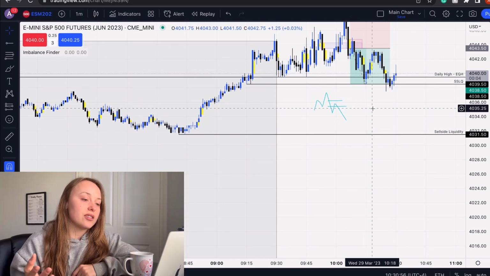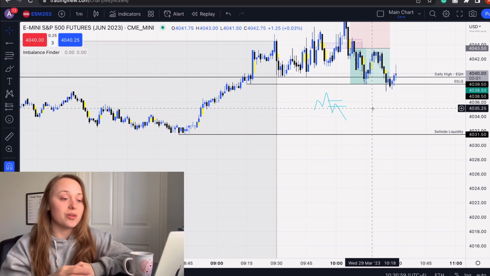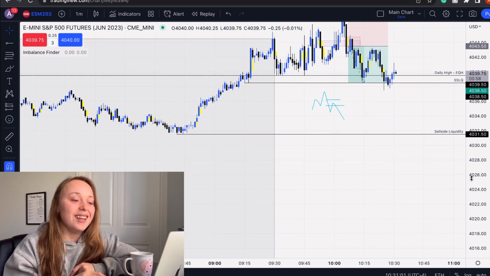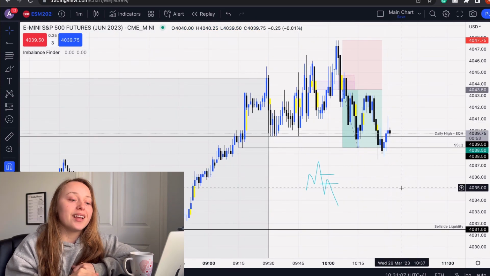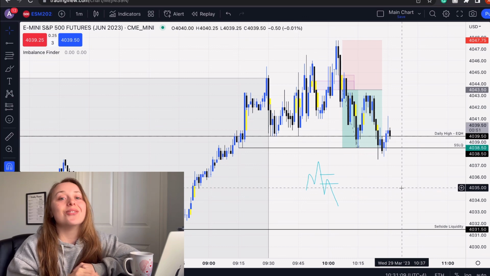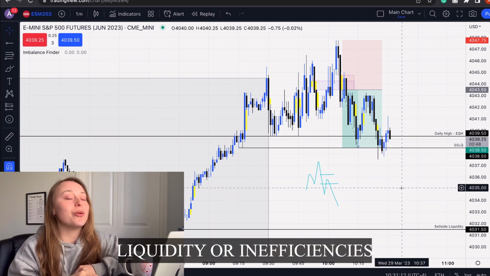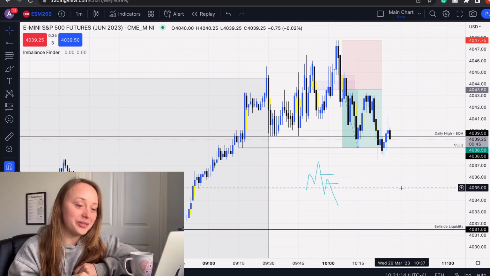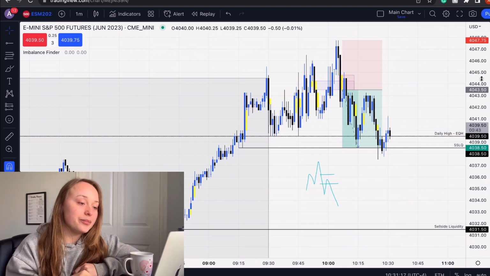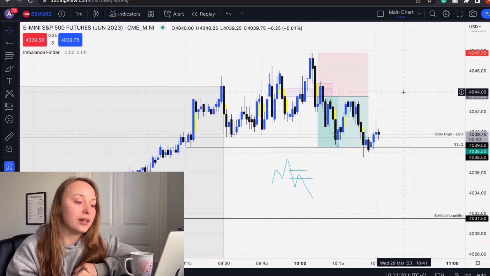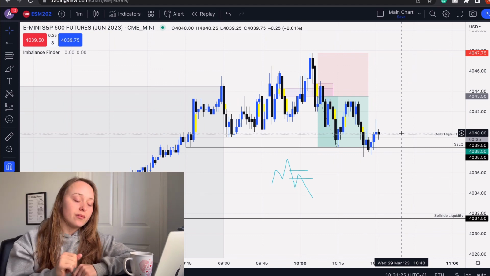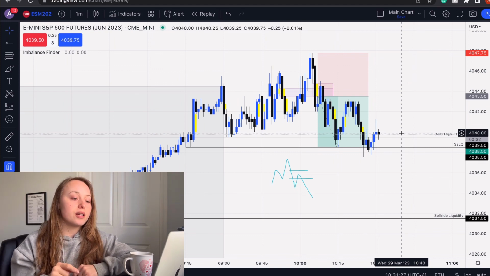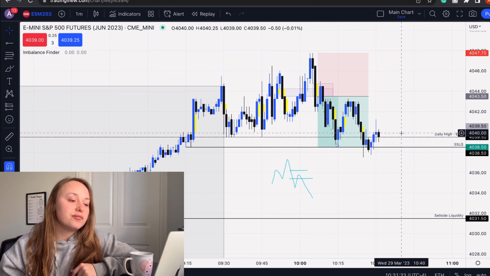And I'm not saying the market's going to listen to you, because the market has a mind of its own, but in theory, the market should go to these areas of liquidity or inefficiencies. So, in theory. But you know what? With practice, with tape reading, with patience, it gets a lot easier to identify where the market should potentially head. And yeah, it's kind of cool.